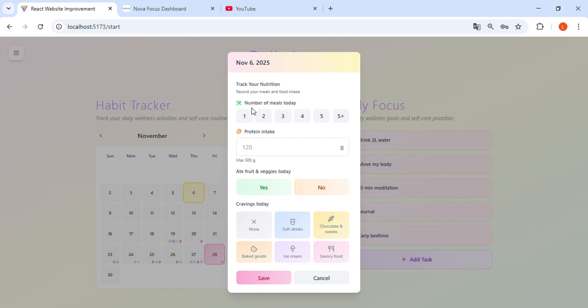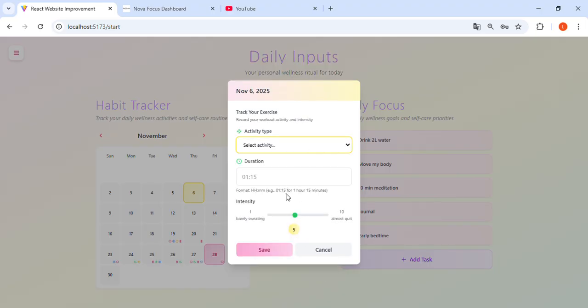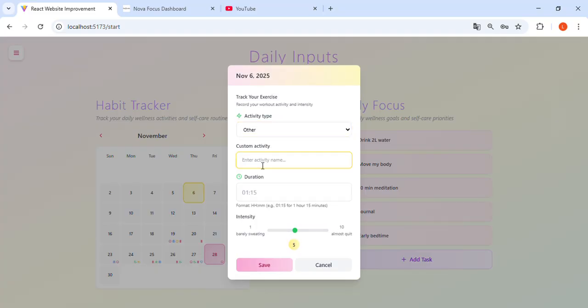Then for nutrition, you can indicate the number of meals that you ate during the day, or the protein intake, whether you had fruit and veggies, and what your cravings were. For exercise as well, we have tons of activities. If your specific activity is not in, let's say kayaking, you could of course also manually write it down, how long you've worked out, 45 minutes, and how hard or intense it was.